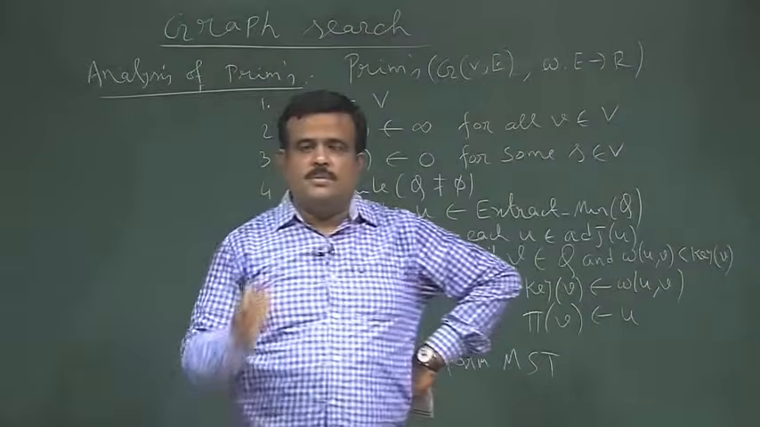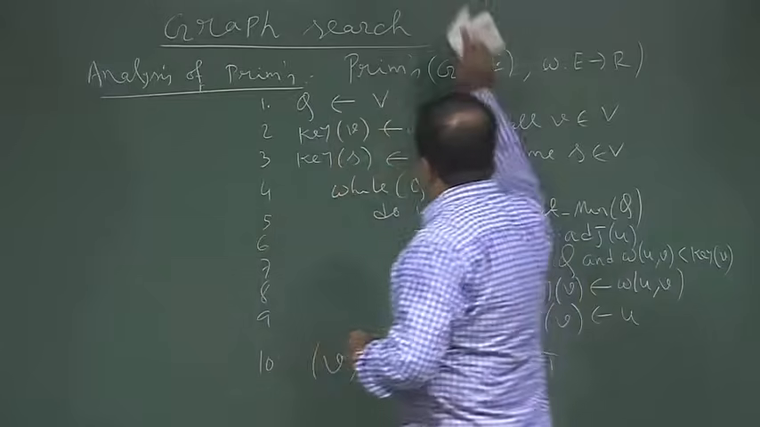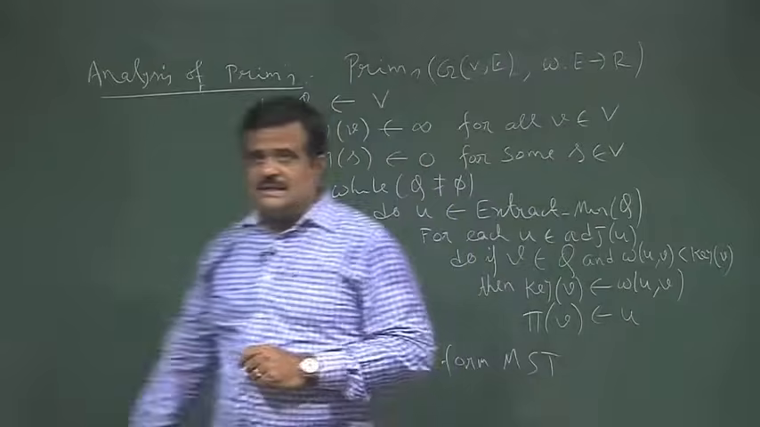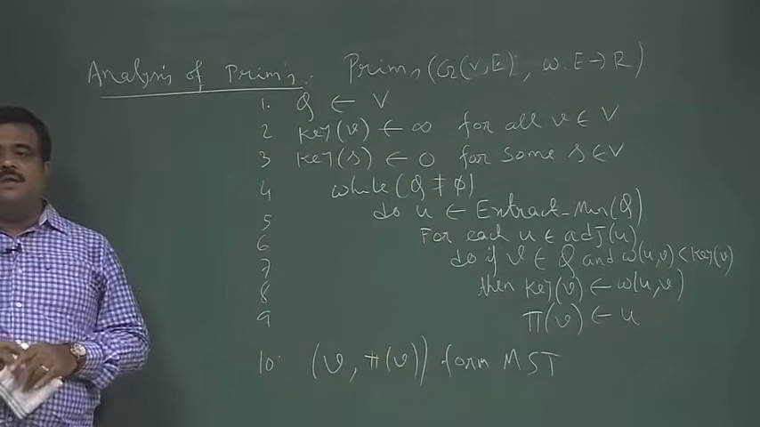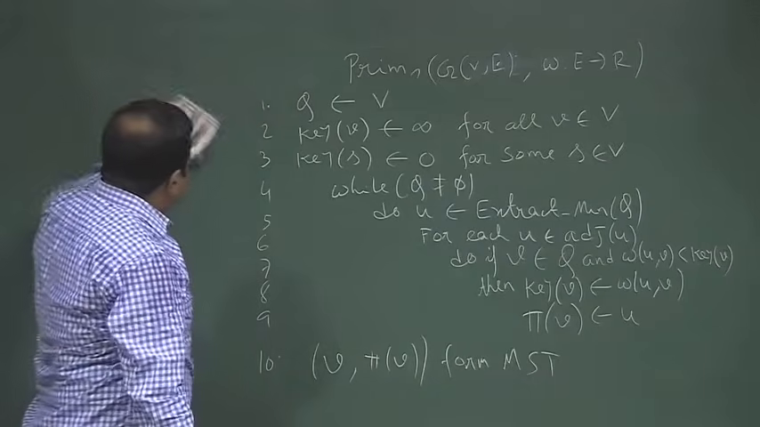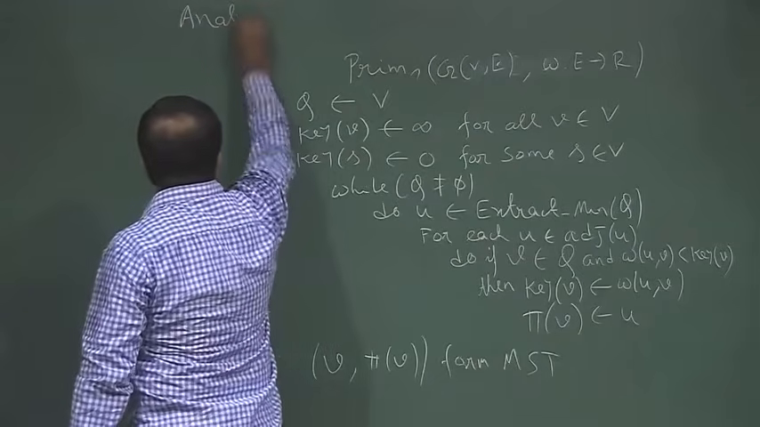Okay, so we talk about graph search, how we can explore a graph. But before that, let us just finish the analysis of Prim's algorithm from the last class. Last class we described Prim's algorithm and took an example of how it works. Now we will talk about the time complexity of this algorithm. So that is called analysis of Prim's algorithm.